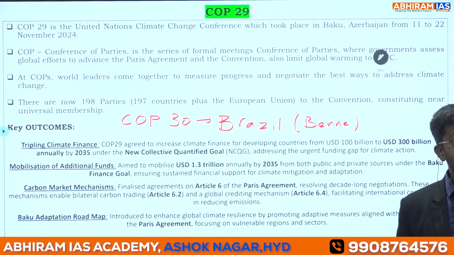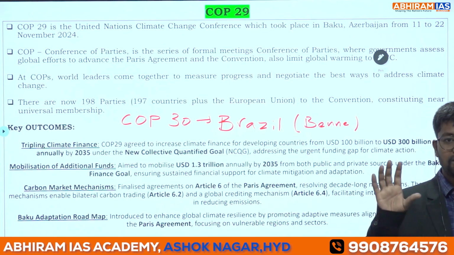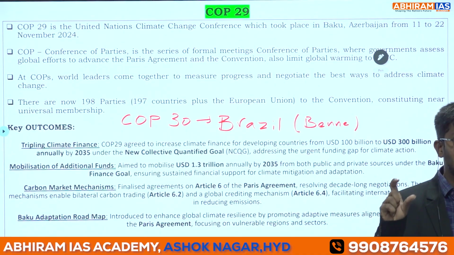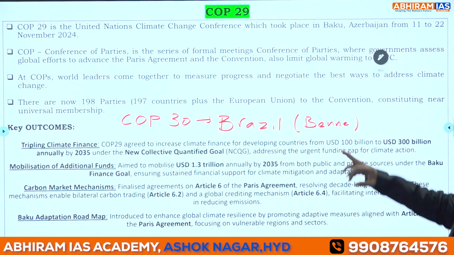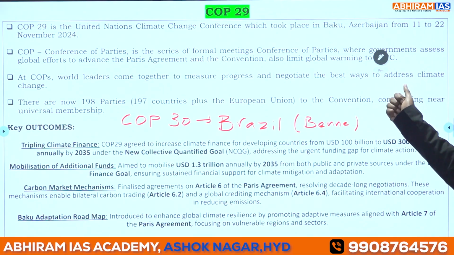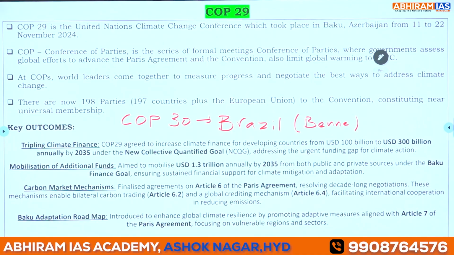And in Brazil there was also one important conference which was held recently: the G20 Summit, Global Alliance on Hunger and Poverty. Both India and Brazil endorsed that global alliance. I did mention the significance of Brazil in international relations, and in the Global Biofuel Alliance also Brazil is very much important. Now, COP 29 took place in November 2024 at Baku, Azerbaijan.